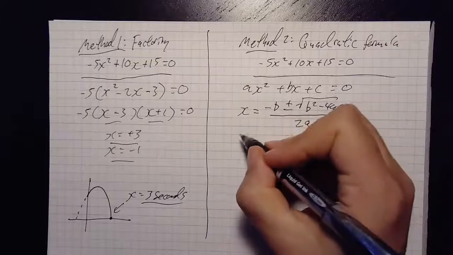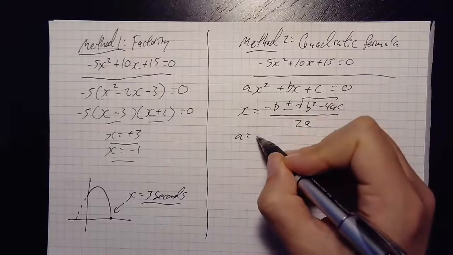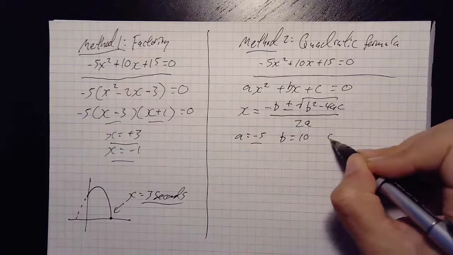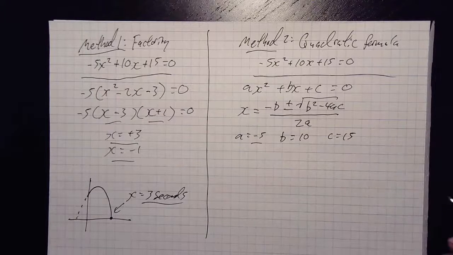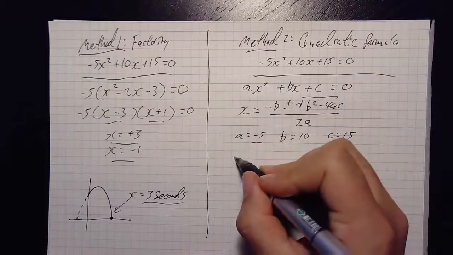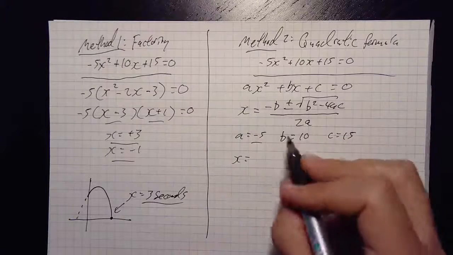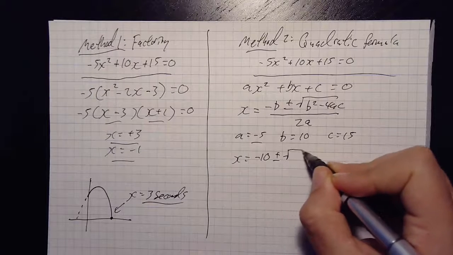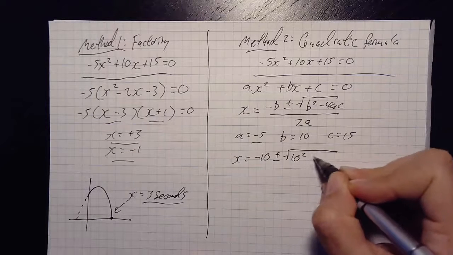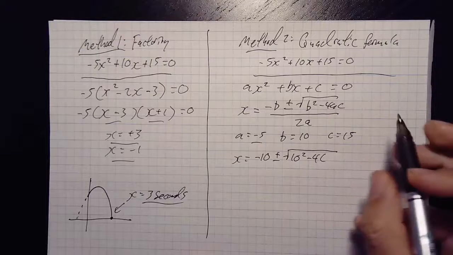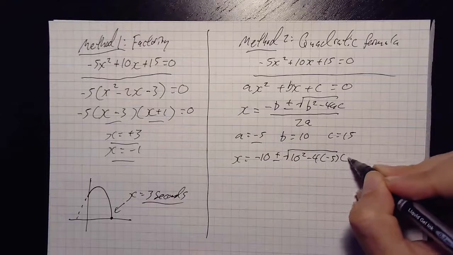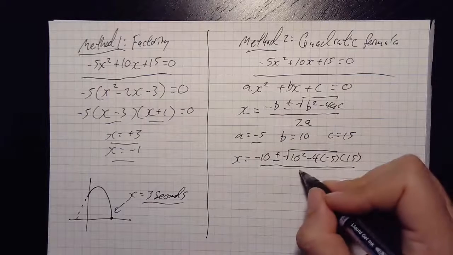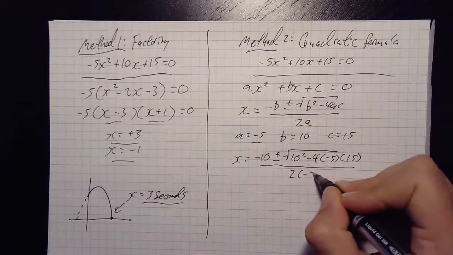So here, a is negative 5, b is 10, and c is 15. I'm going to plug those into my formula and let's see what we get. So x is equal to negative b, so negative 10, plus or minus the square root of 10 squared minus 4 times the negative 5 times 15, all over 2 times the negative 5.